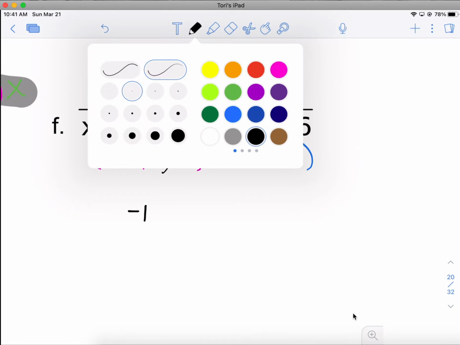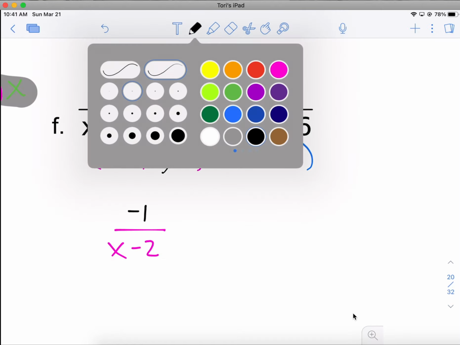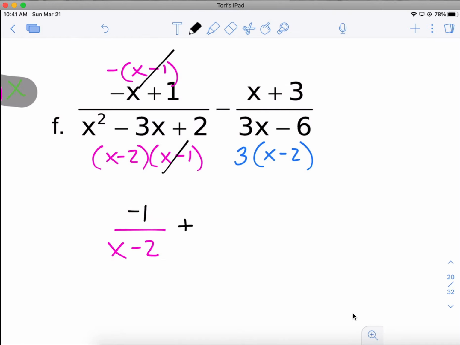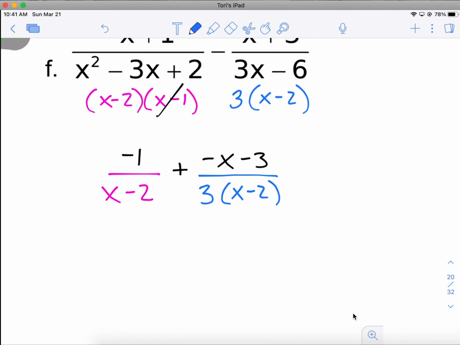-1 on top of just an x minus 2. I liked that we talked about changing that to a plus sign and then making this a -x minus 3 on top. And on the bottom, we had a 3 and an x minus 2. That means that the only real things that I needed to do a least common denominator is just to multiply this guy by a 3 and this guy by a 3, because the pink was already on this side. See how he already has the x minus 2? So I don't have to multiply anything on that one.